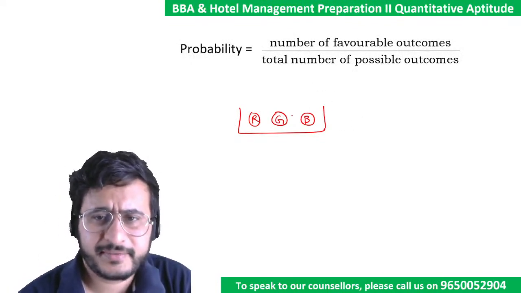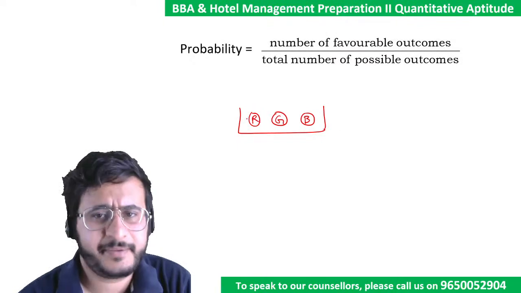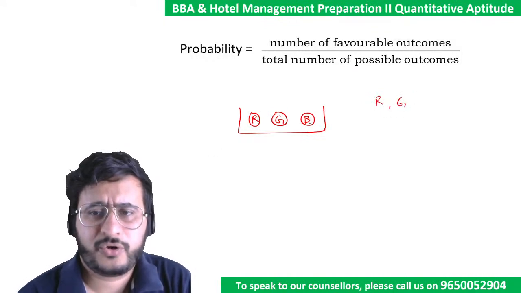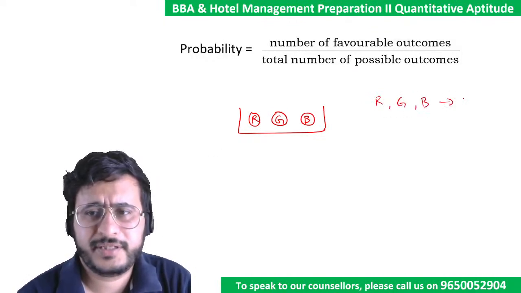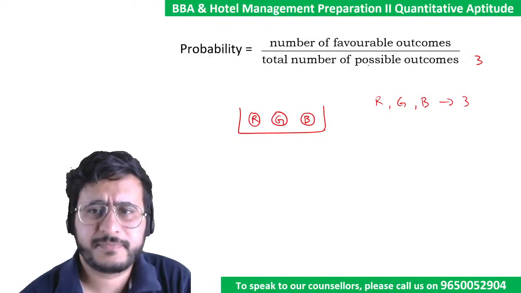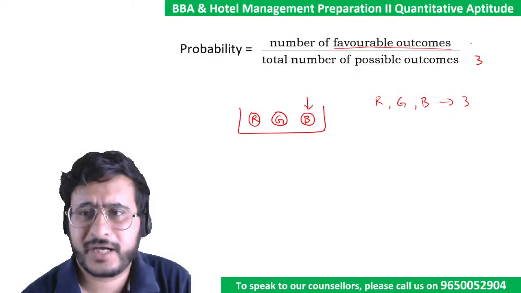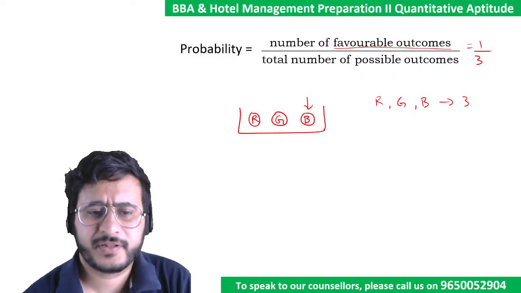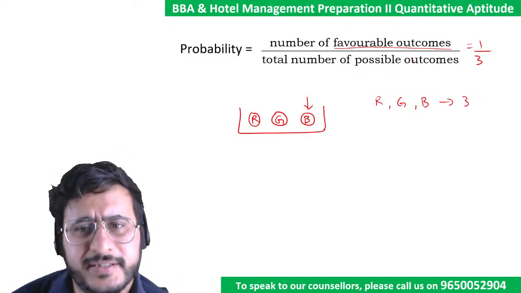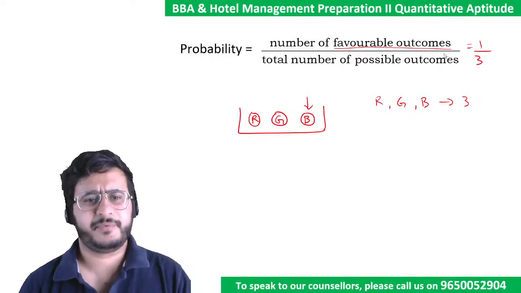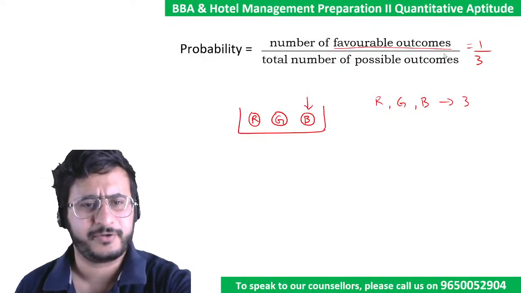If you see, in how many ways can I pick a ball? I can pick the red ball, I can pick the green ball, or I can pick the blue ball. So there are three possible outcomes. Now, what is my favorable outcome? My favorable outcome is the blue ball. I just have one favorable outcome, right? So the probability will be 1 by 3. So probability is basically the number of favorable outcomes upon the total number of possible outcomes.